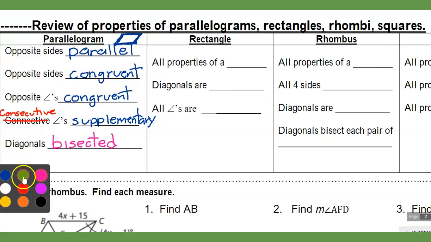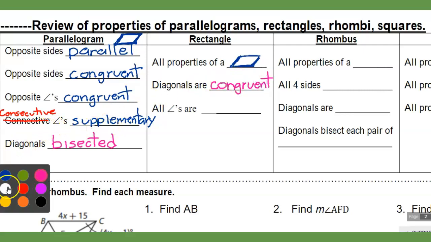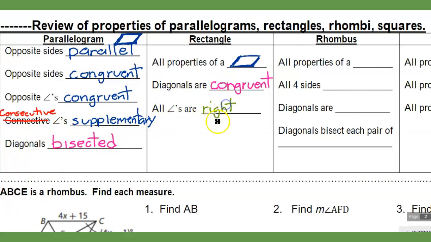All right, now for a rectangle, has all the properties of parallelogram, all those properties, right? However, with these diagonals, they are congruent. So with rectangles, we get congruent diagonals. And all angles are right angles. All angles are right, 90 degrees.